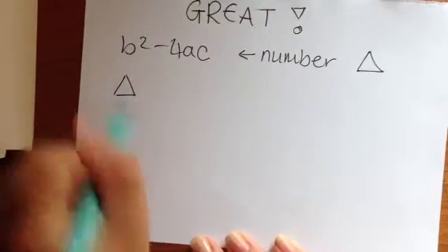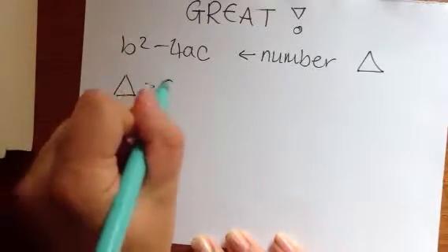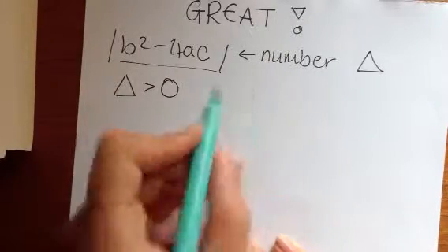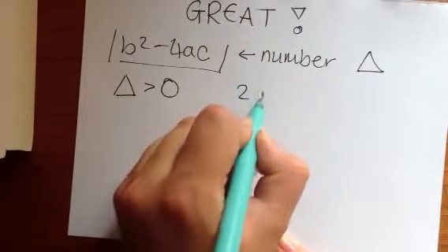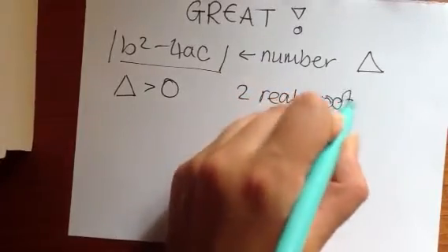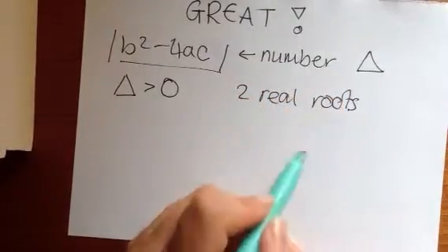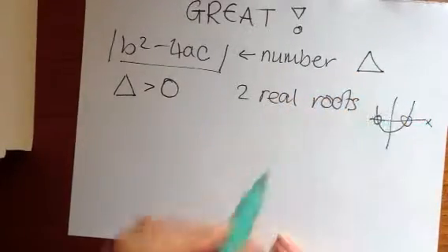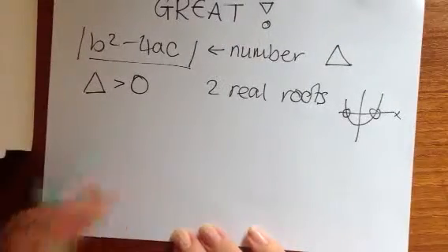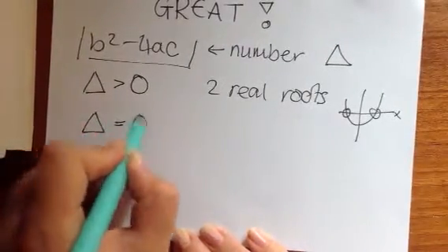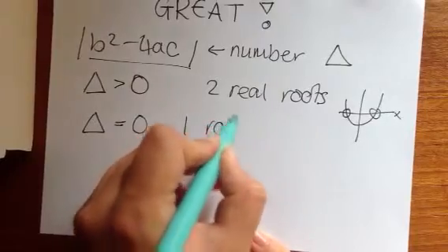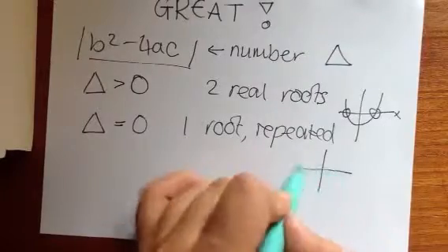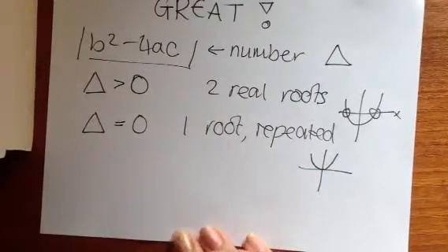Well, if our delta, if our discriminant is greater than 0, so that number there is bigger than 0, then our quadratic has 2 real roots. Be warned, they might not be nice, but they're there. So our quadratic crosses the x-axis at 2 different points. If our discriminant is equal to 0, we've got one root repeated. So this is like y equals x squared or something like that, where the graph just touches the x-axis.